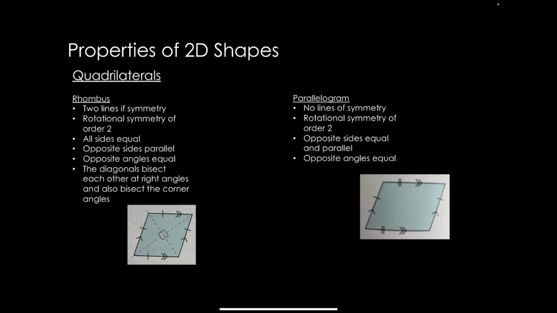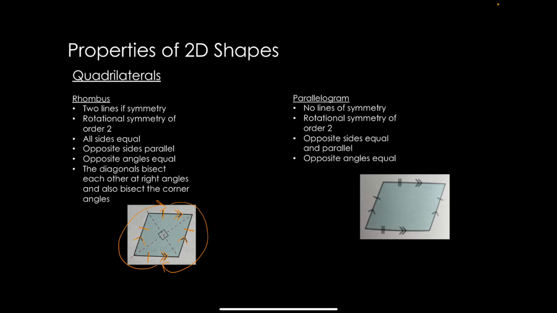The next two you've got are a rhombus and a parallelogram. A rhombus is basically like a square that's been squashed a little bit. Okay, but it only has two lines of symmetry. It has rotational symmetry of order 2, meaning I can go 1, 2. All the sides are the same, as you can tell by these singular lines sticking out here. And the opposite sides are parallel, which you can tell by these here. So those are parallel lines, and then those two are parallel lines.